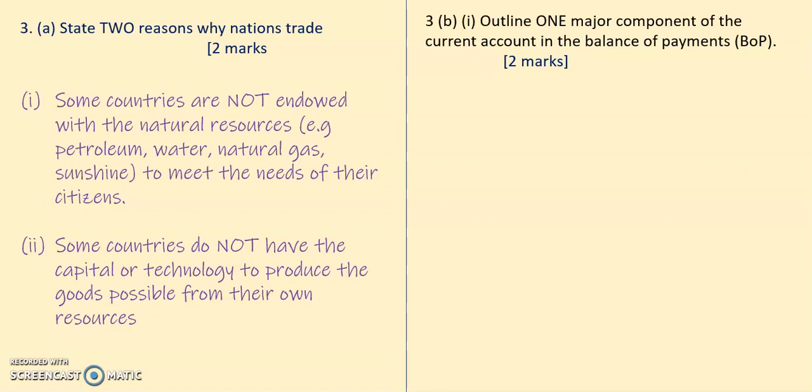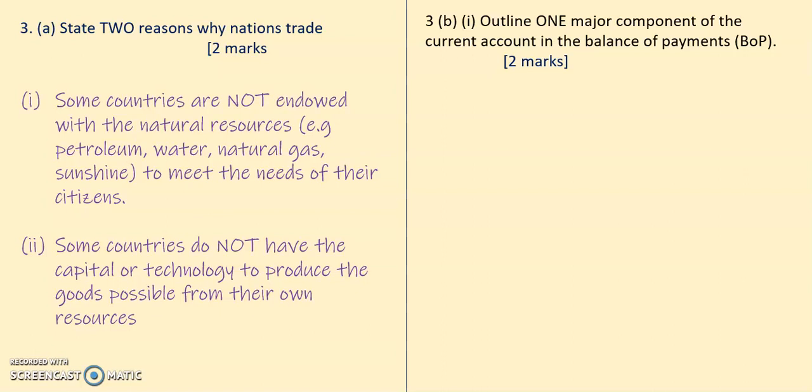Of course, we could talk about some countries that cannot produce the goods that their citizens demand because of geographical location. Like in the Caribbean, for example, we like a lot of temperate fruits like English apple and that sort of stuff, right? But we can't produce them ourselves, so we will have to import them, all right?